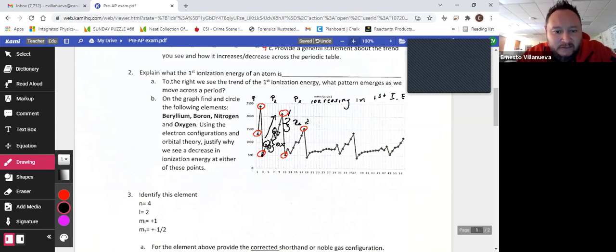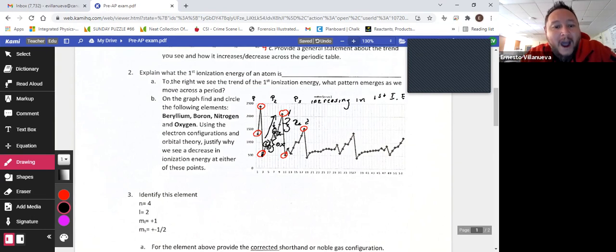It says, using the electron configurations and orbital theory, justify why we see a decrease in the ionization energy at either one of these points. Okay, so here's what it's asking you. I had you circle these two elements, and from beryllium to boron, we see a slight spike in ionization energy, and then we see a drop, okay? The same phenomenon happens at nitrogen and oxygen. Here's nitrogen, and here's oxygen.